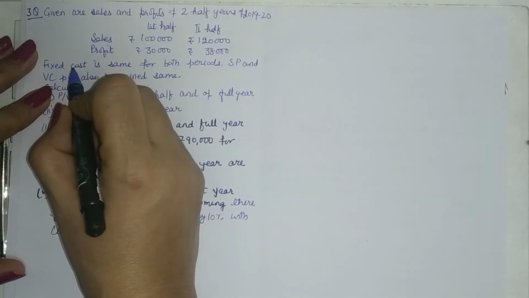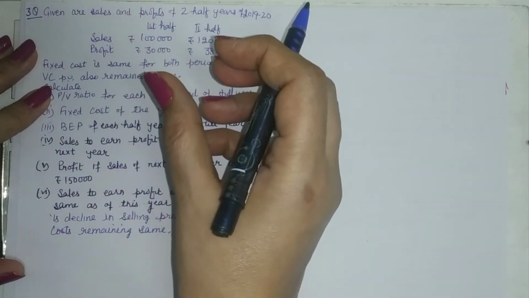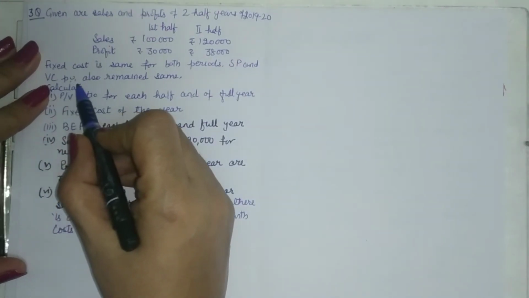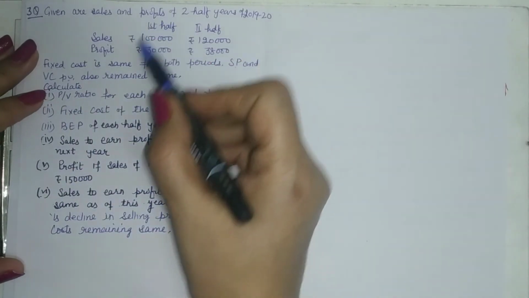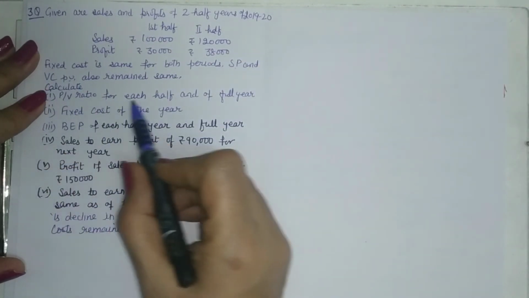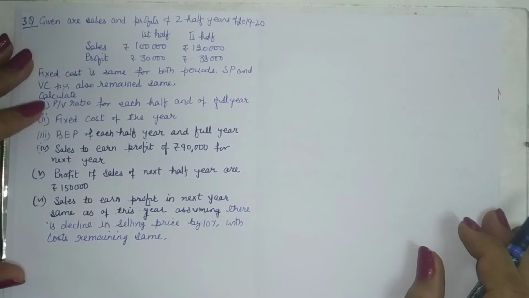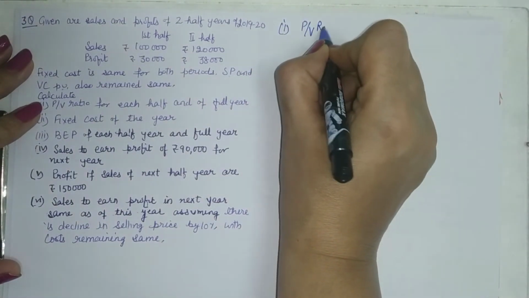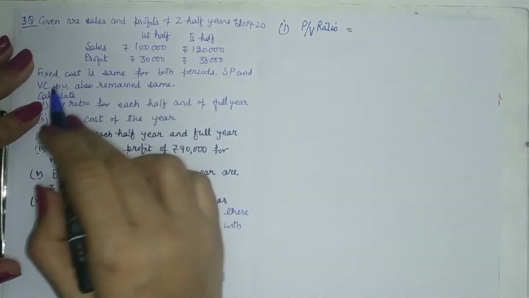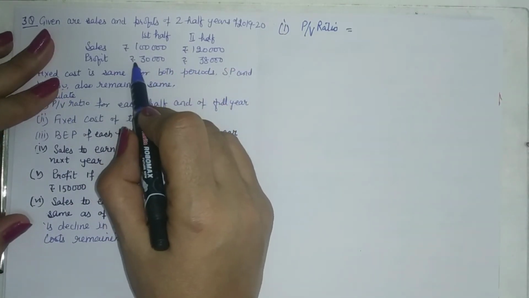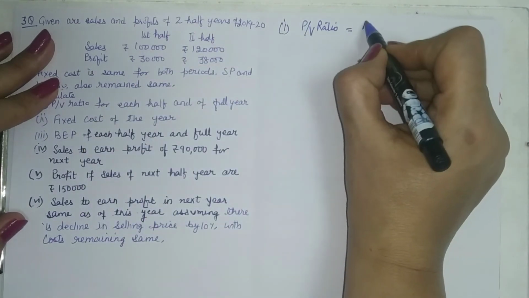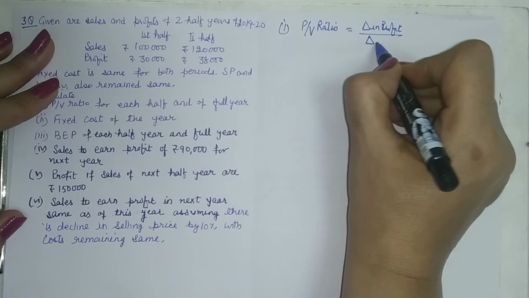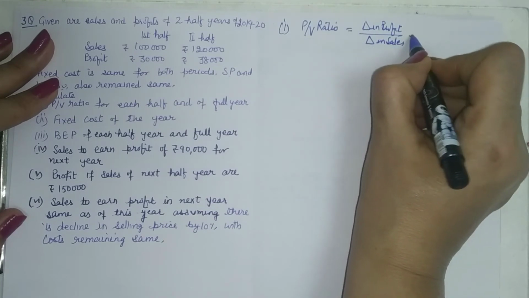Whereas fixed cost is taken to be total cost, right? Selling price and variable cost per unit is same. So it will move with the activity level. Now calculate number 1, PV ratio for each of the half years and of the full year. Now when we are to calculate profit volume ratio, then the formula that we can see here is, we are given profit and sales.